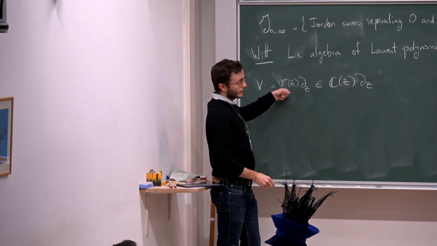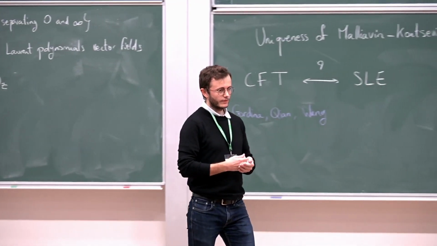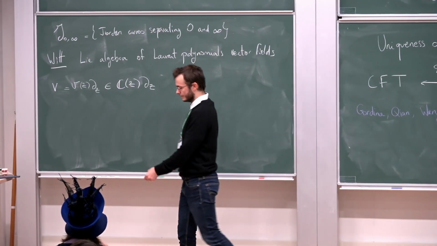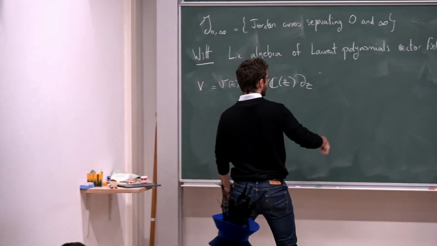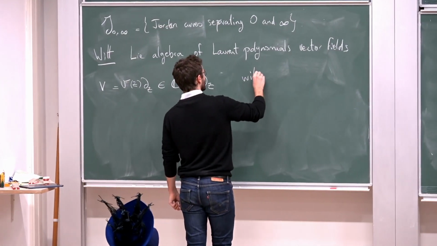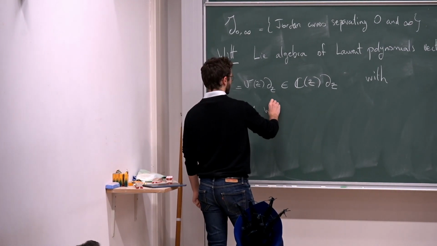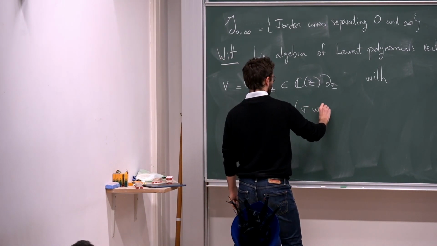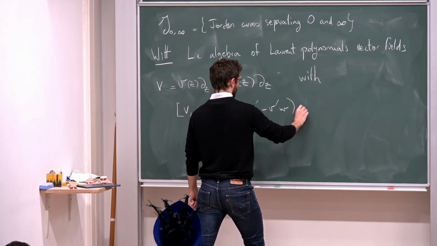Where this V is a Laurent polynomial, so it can have a singularity at 0 or at infinity, like two special points. And it is equipped with the following Lie bracket. So the bracket of V and W is equal to VW prime minus V prime W.